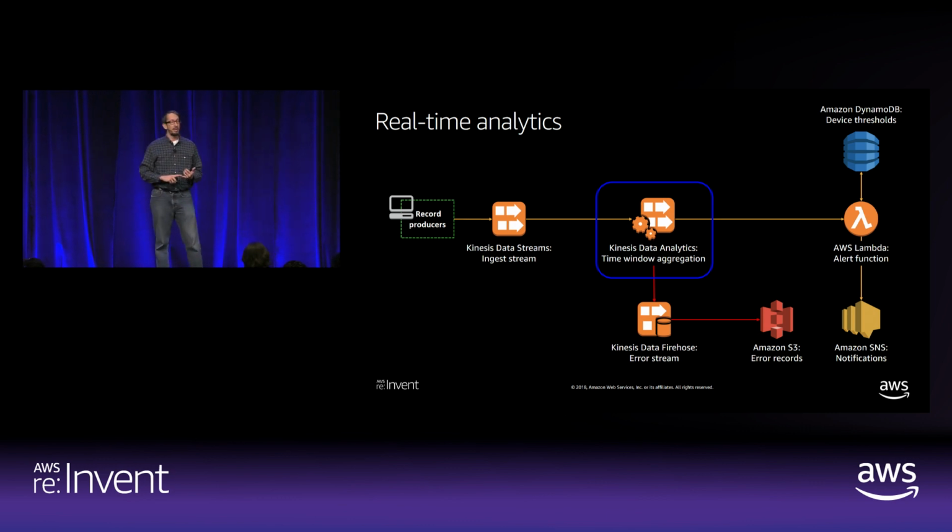For example, anomaly detection with random cut forest functions, or the top occurrences of a certain metric, or maybe hotspots in your data. So really advanced functions, very easy to take advantage of out of the box.